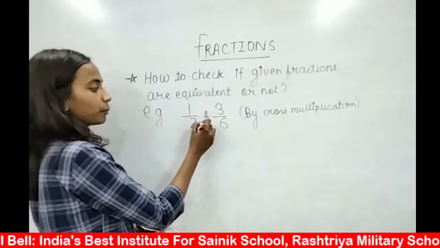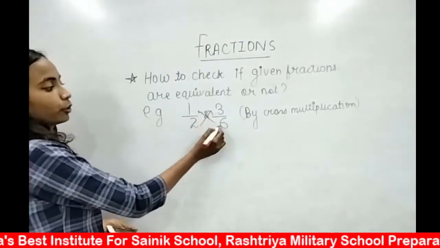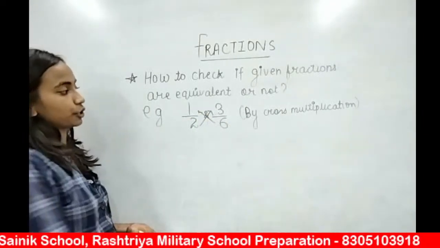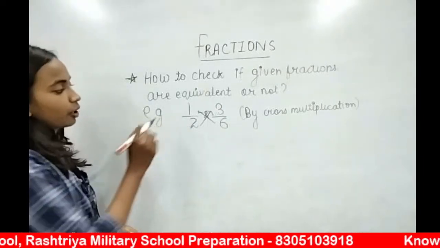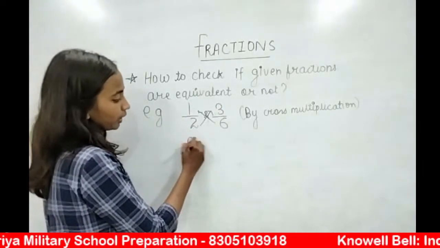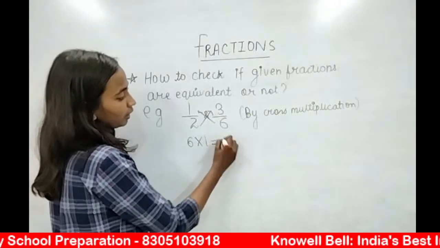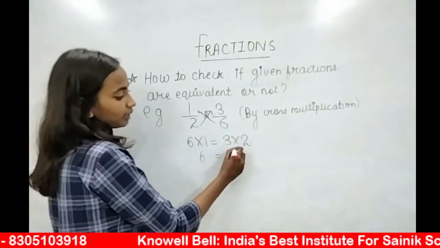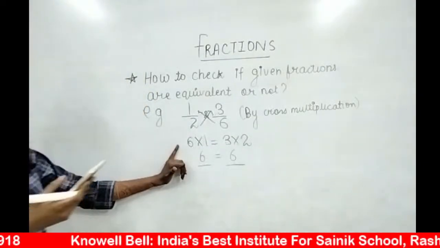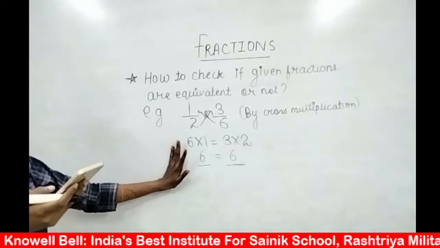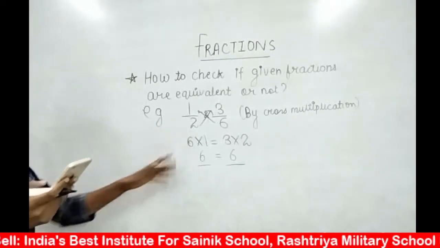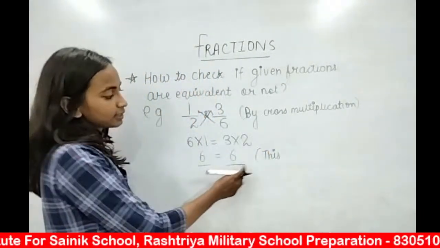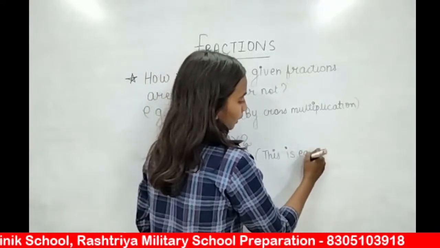इन दो नंबर्स को आप क्रॉस मल्टीप्लाई करोगे. न्यूमरेटर ऑफ फर्स्ट फ्रैक्शन, डिनोमिनेटर ऑफ सेकंड फ्रैक्शन. न्यूमरेटर ऑफ सेकंड फ्रैक्शन, डिनोमिनेटर ऑफ फर्स्ट फ्रैक्शन. आप मल्टीप्लाई करोगे 6 मल्टीप्लाइड बाय 1, 3 मल्टीप्लाइड बाय 2. If दोनों ही साइड्स पे, लेफ्ट हैंड साइड as well as राइट हैंड साइड, if you are getting the same values, that means this is an equivalent fraction. That will indicate that since left hand side is equal to right hand side, this is an equivalent fraction.